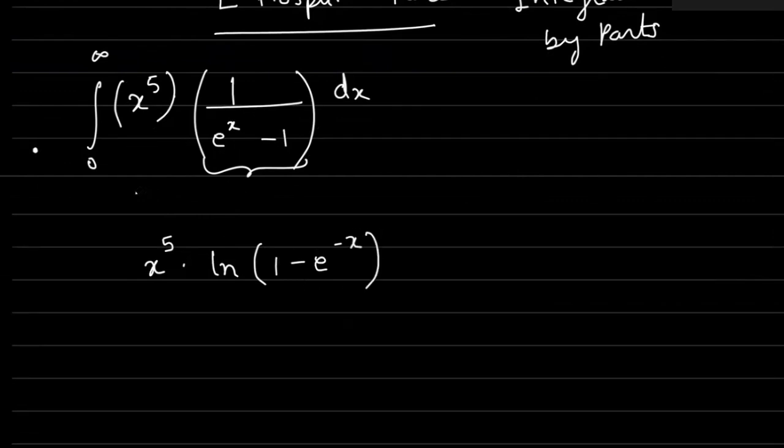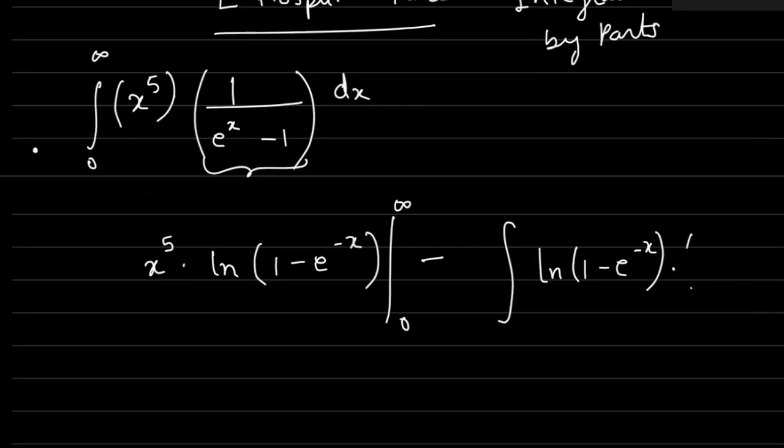Okay. And since it is definite integration, you'll put the limits 0 to infinity. Put a minus sign here. Now, to this function which you have integrated, multiply it with the derivative of the other function. So x to the power 5, differentiate it, and you'll get 5x to the power 4 dx. And now solve for this integral. Okay.